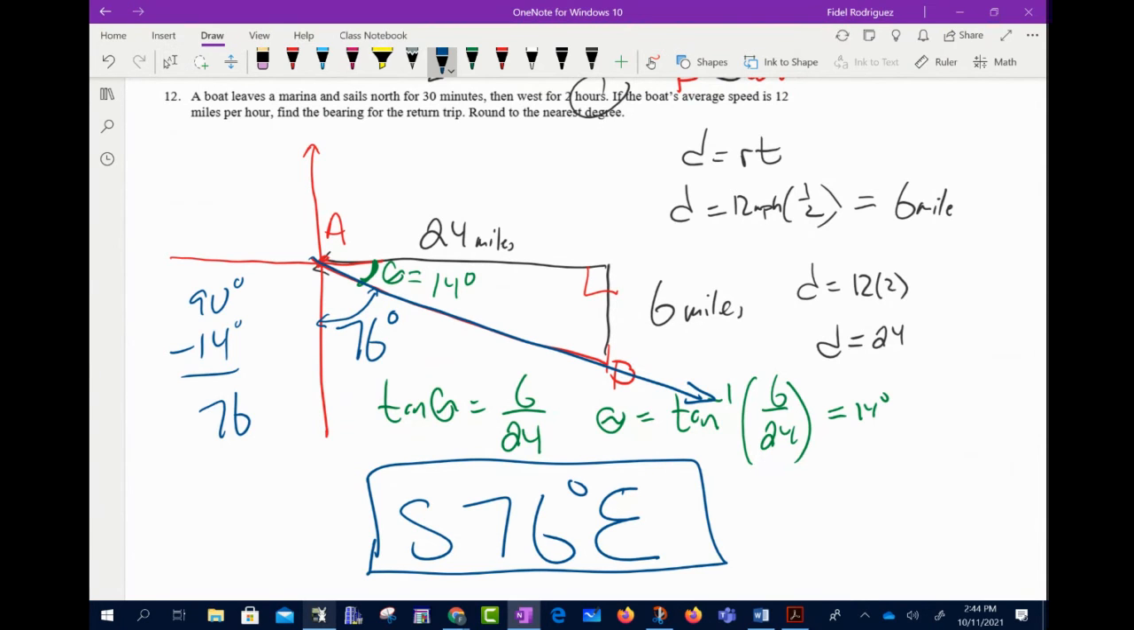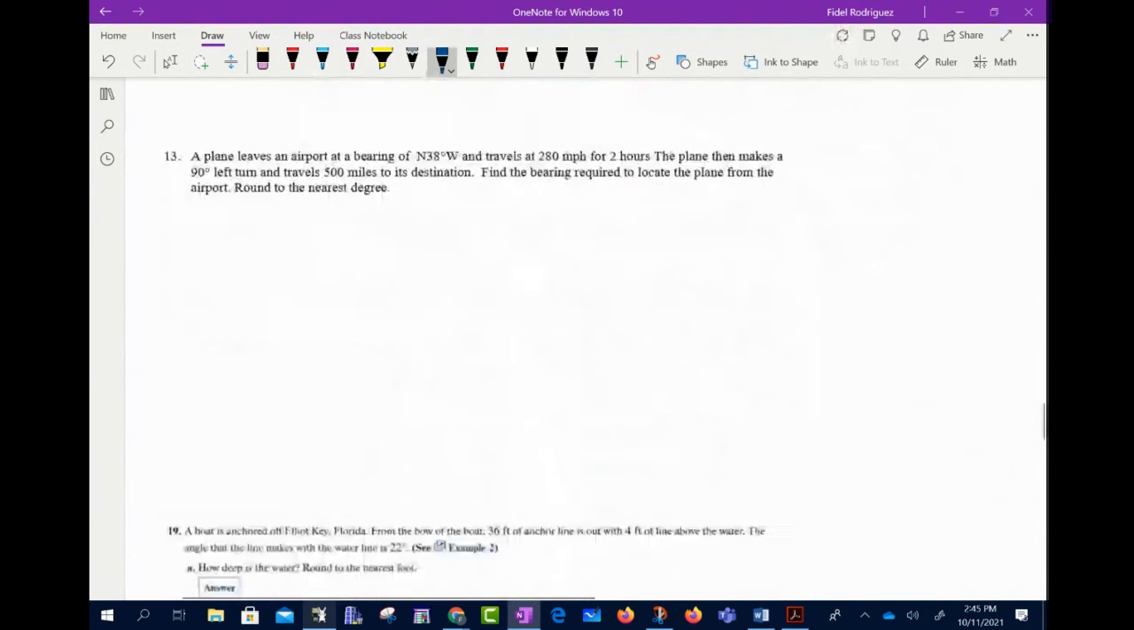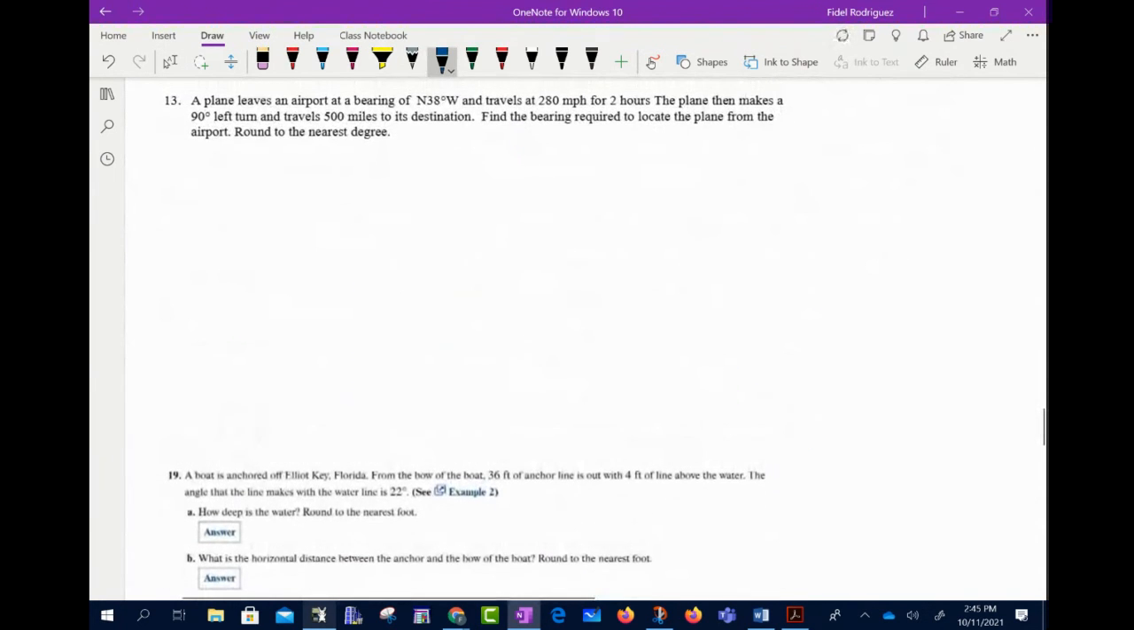Do you see how these problems are kind of building on each other, right? We knew we could find that green angle by using the tangent, and then once we find that angle, we can find the one we're really trying to find, and then we can use our bearing idea. Good, good, good. All right. So let's take a look at the next problem, y'all, and see if we can figure this one out the same way.